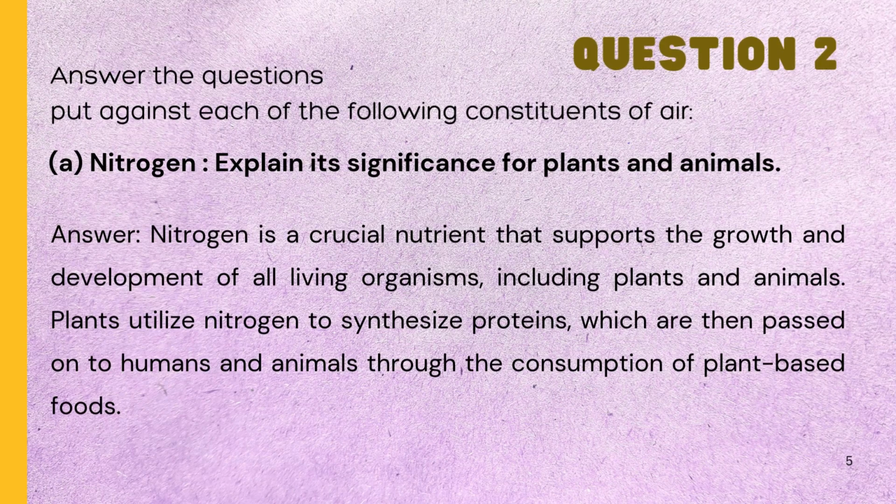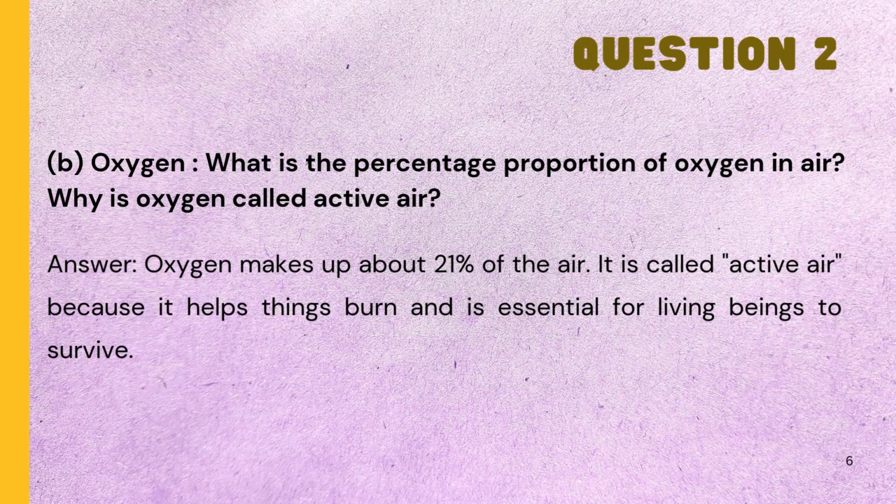Answer the questions put against each of the following constituents of air. A. Nitrogen. Explain its significance for plants and animals. Answer: Nitrogen is a crucial nutrient that supports the growth and development of all living organisms, including plants and animals. Plants utilize nitrogen to synthesize proteins, which are then passed on to humans and animals through the consumption of plant-based foods. B. Oxygen. What is the percentage proportion of oxygen in air?